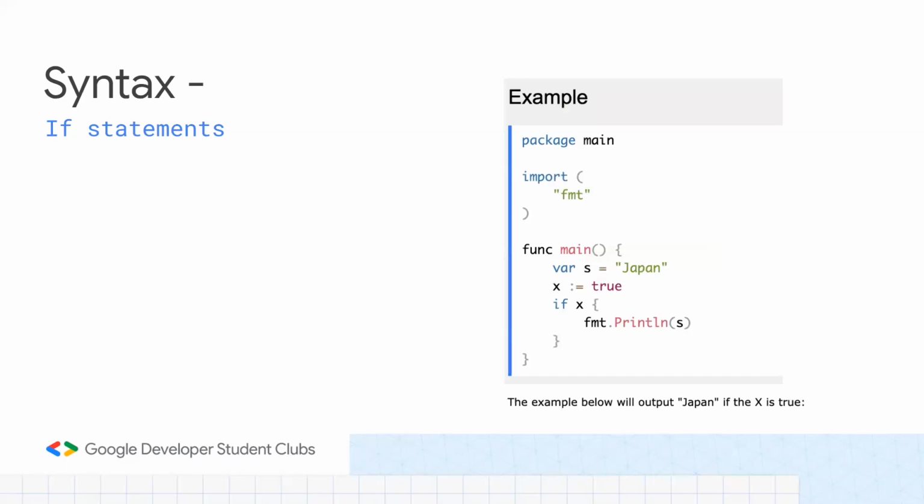For the if statements, again, the syntax is pretty similar. We put the keyword if and then the conditional expression right next to it, but again, no parentheses. In this example, we're checking if x is true or not, but we know it's true because we shorthand declared it with the Boolean value true. And if it is true, then it will just print out the word Japan.